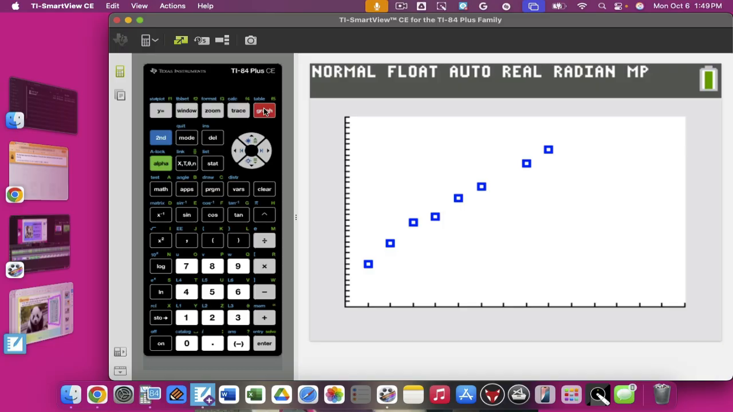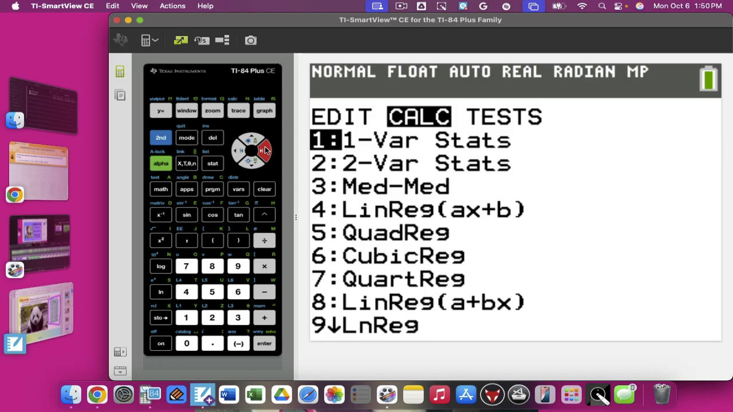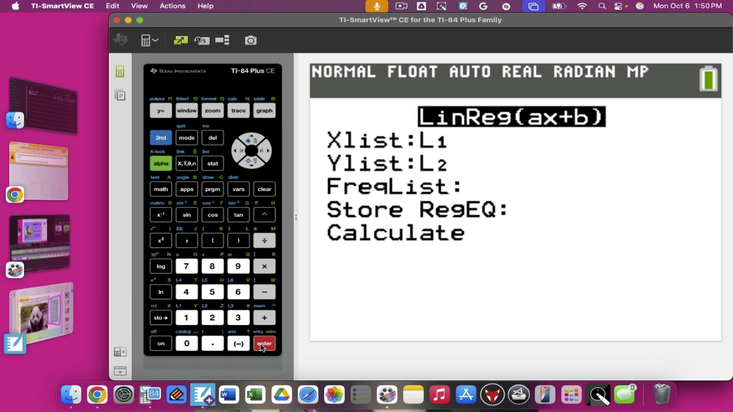Hit stat. You're going to arrow to the right 1 spot to calc. See, I think she might have shown you this. That's where you get all the stats, but nonetheless. You're going to go down to 4. You can either push 4 or you can arrow down to 4. Brings up this screen. We are going to run what's called a linear regression.